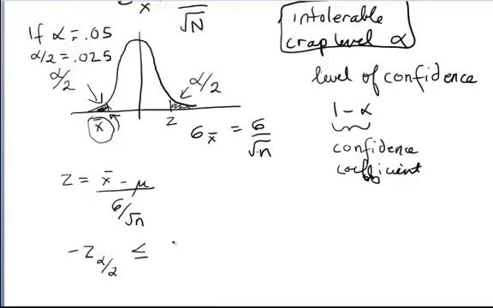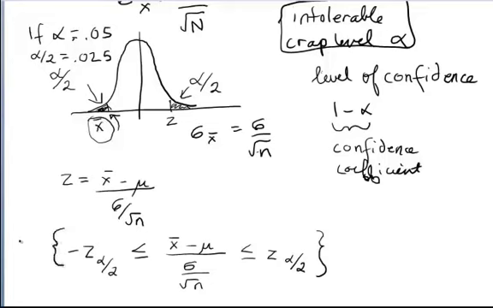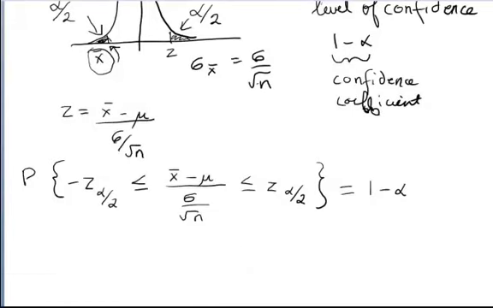We want that to be less than the normalized distance from the mean, as the lower boundary of the limit. On the upper side, it can be z alpha over 2, ranging up to a z of that value. Essentially, the probability ranging between those z-scores should be equal to our confidence coefficient.